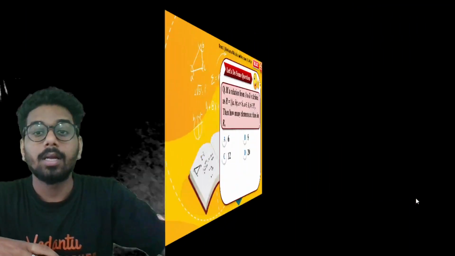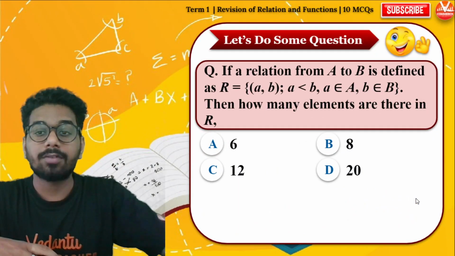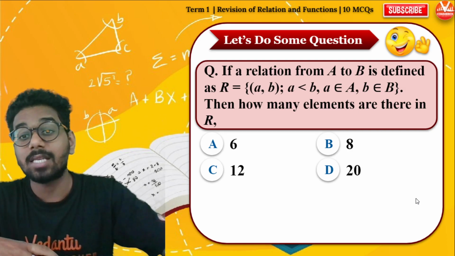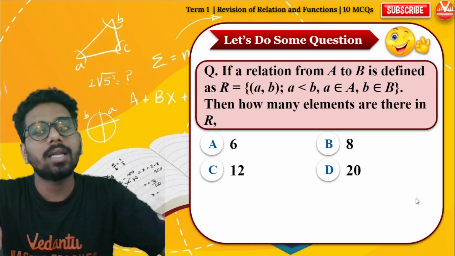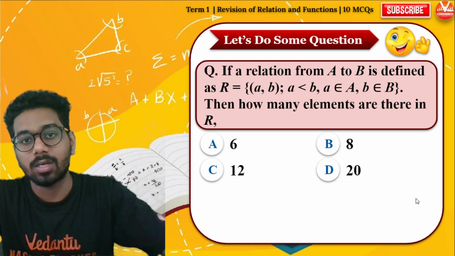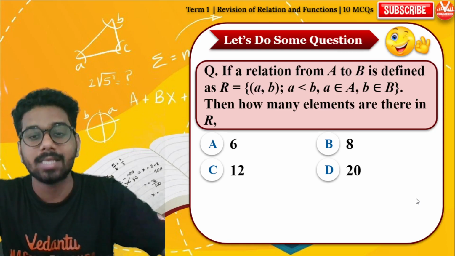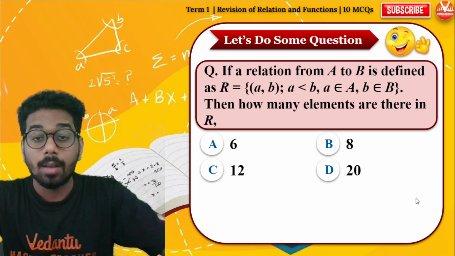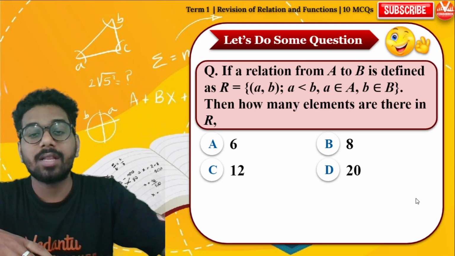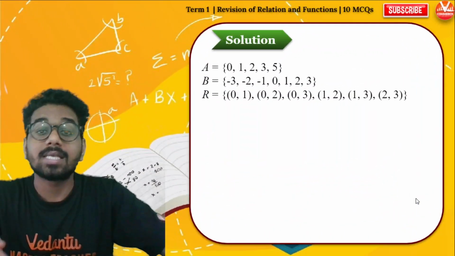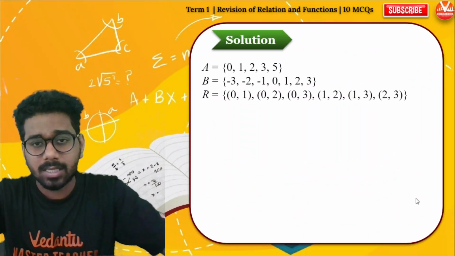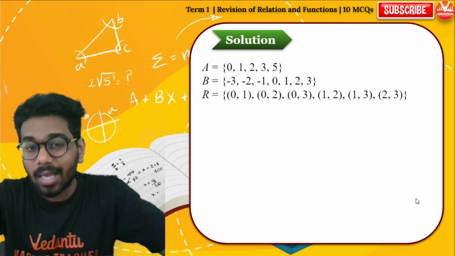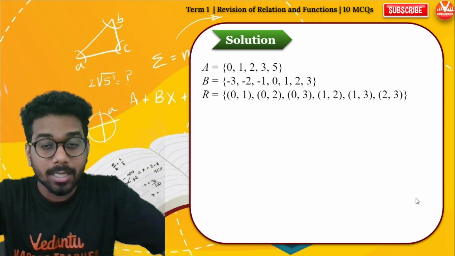Now the next question. If a relation R from A to B is defined as R is the set of (a, b) where a is less than b, or you can say b is greater than a, where small a belongs to the first set A and small b belongs to the second set B, then how many elements are there in the relation? That means how many ordered pairs satisfy this condition where the second element is greater. Now look over here. Is it possible for minus 3, a negative number, to be greater than any positive number? No. Minus 2 greater than any number?